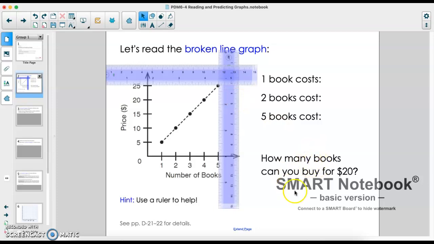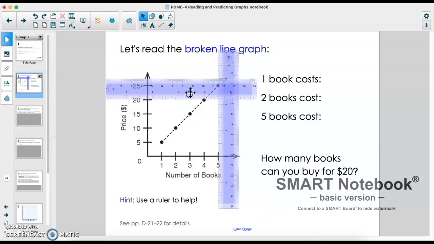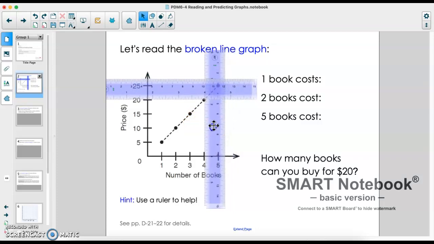Now, there's a question here that says, how many books can you buy for $20? That's an interesting question because we actually have to go in reverse and say, okay, here's $20. Then I slide my ruler over and see that $20 will buy me 4 books. So it's kind of like looking at it in reverse. The first 3 questions ask us along the horizontal axis, and that last question asks us along the vertical axis.